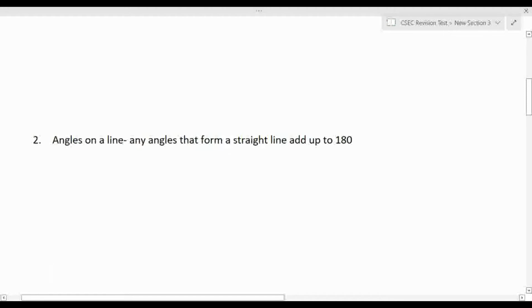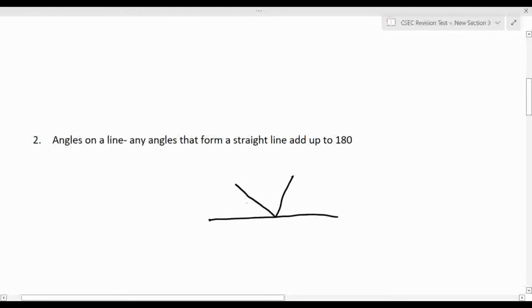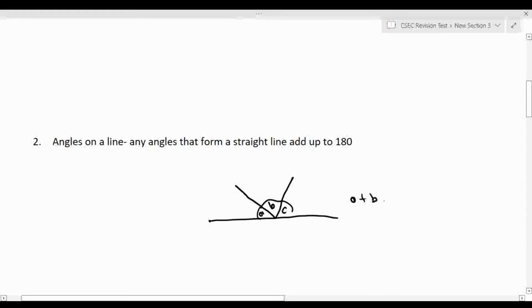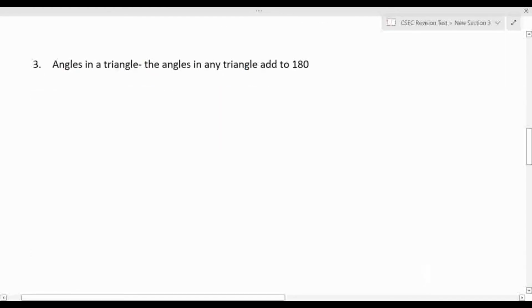Our next is angles on a line, or straight line, which add up to 180 degrees. We have a straight line going horizontally, and if we call this angle A, this angle B, this angle C, then A plus B plus C will be equal to 180 degrees. And it doesn't matter the direction or the orientation of the line.